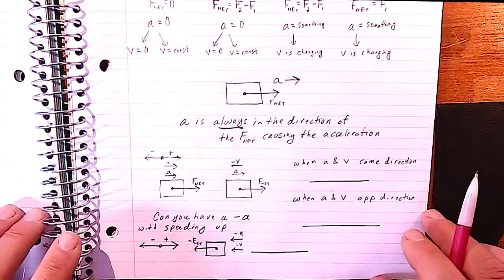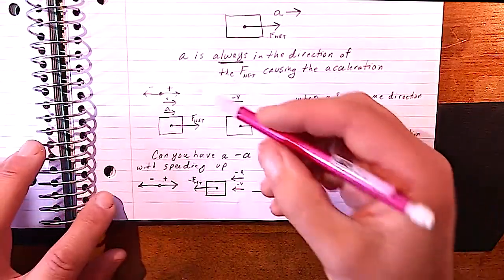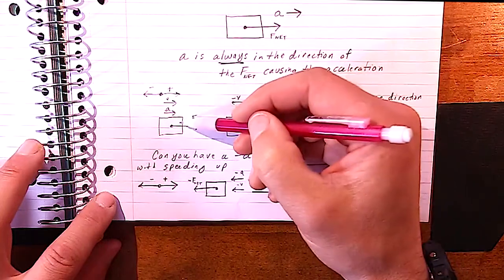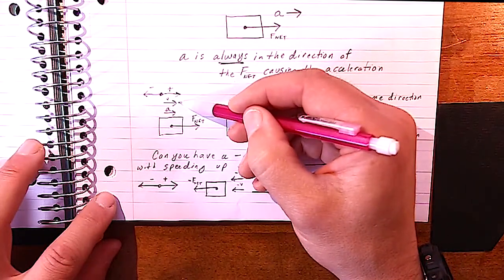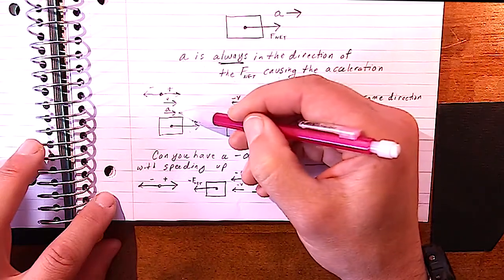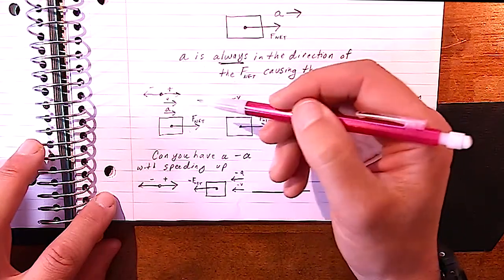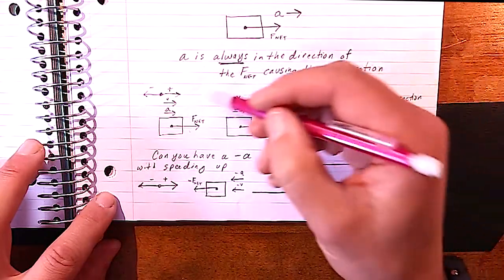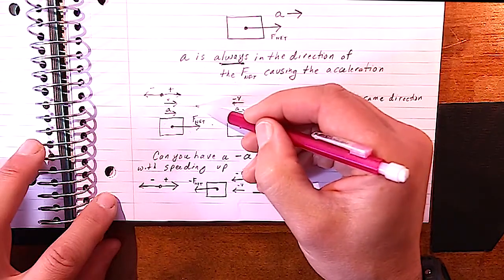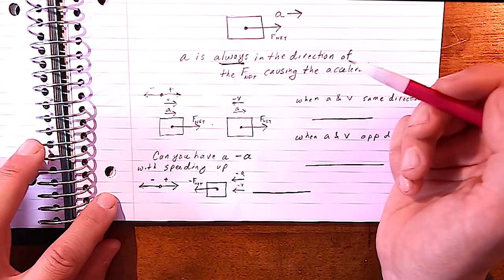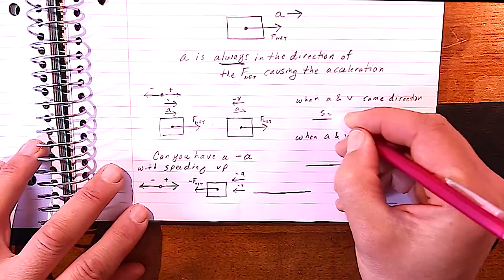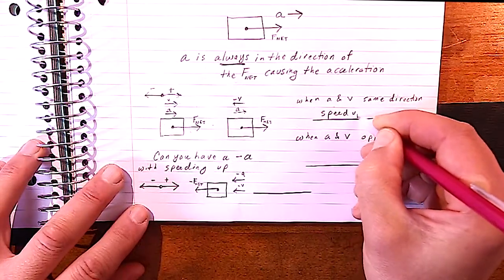Why is this important in kinematics? Well, let's say we define to the right as positive and to the left as negative. And let's say we have a block that's moving to the right. If we apply a net force to the right, we know that the acceleration also has to be to the right. So what's this object going to do? If we have a net force pushing it this way and it's moving this way, it's going to speed up. So we say when A and V are in the same direction, the object is going to speed up.